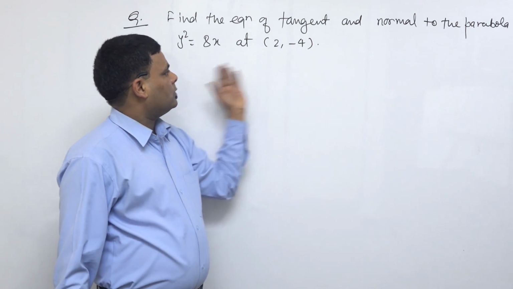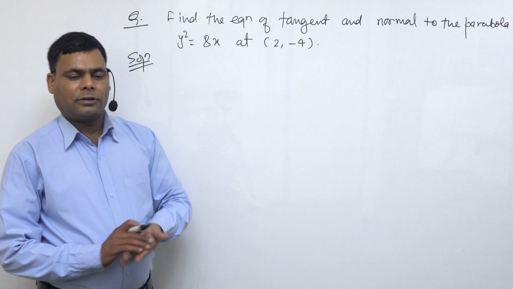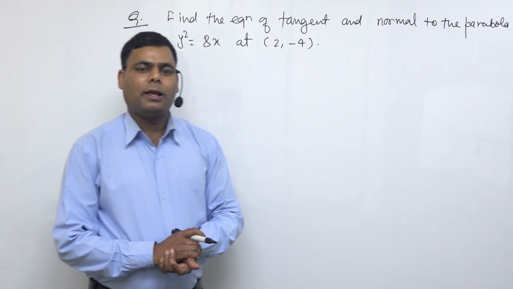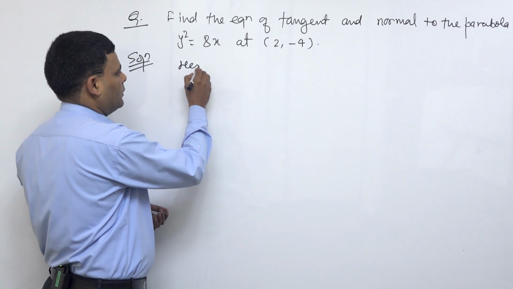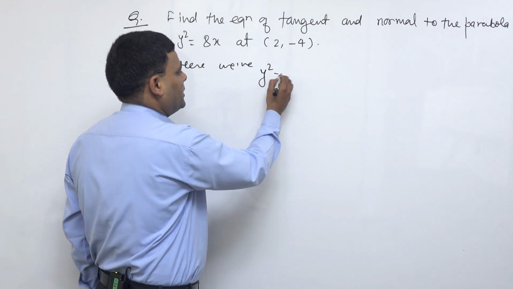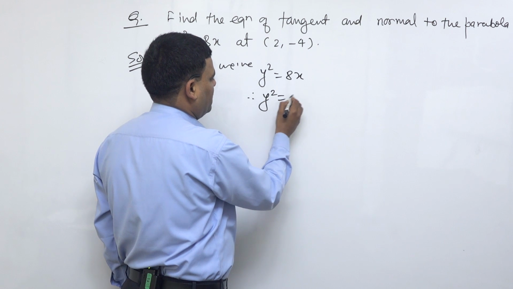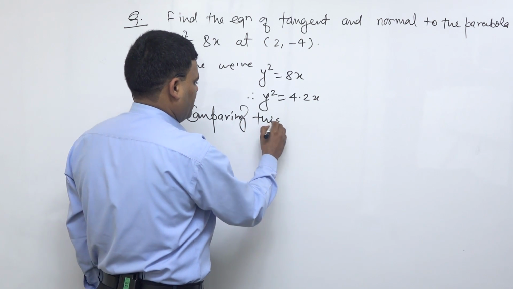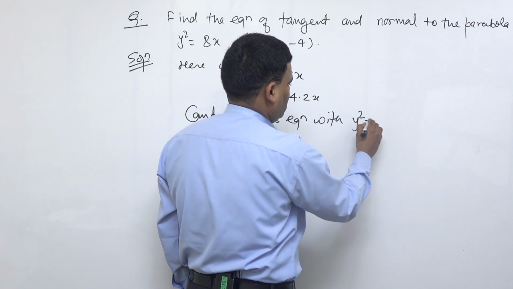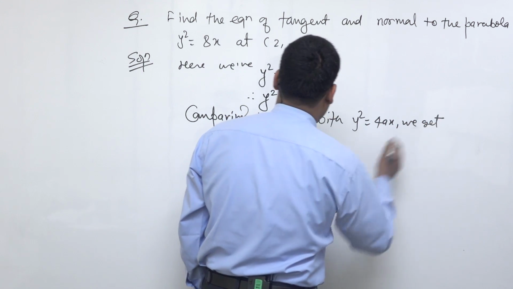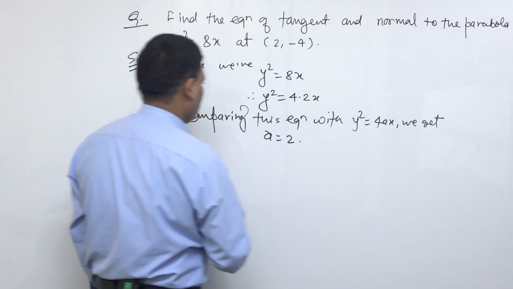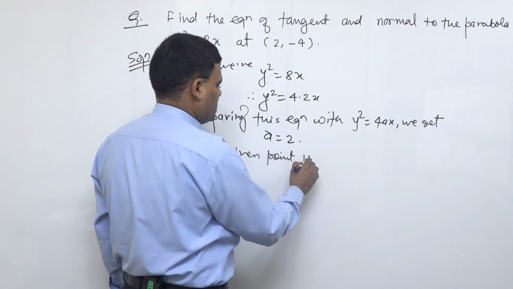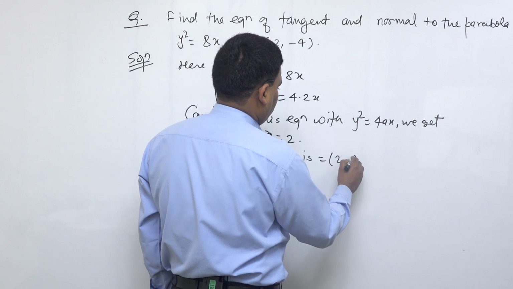Find the equation of tangent and normal to the parabola y square equals to 8x at 2 comma minus 4. Now, in this parabola y square equals to 8x, at the point 2 comma minus 4, find the equation of tangent and normal. For this, first of all, here we have y square equals to 8x, therefore y square equals to 4 into 2 into x. Comparing this equation with y square equals to 4ax, we get a equals to 2. Also the given point equals to 2 comma minus 4.